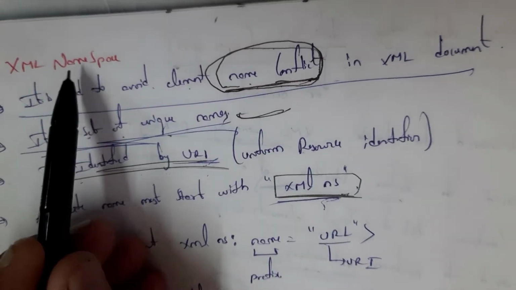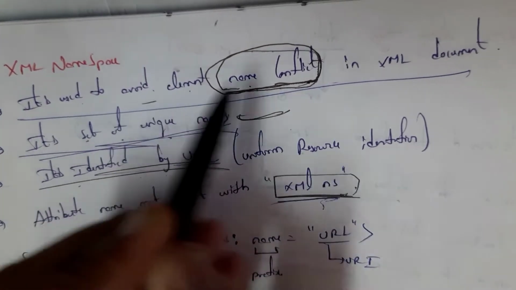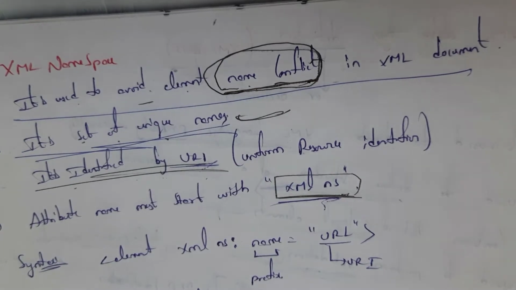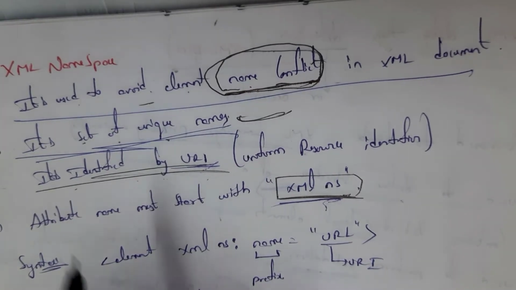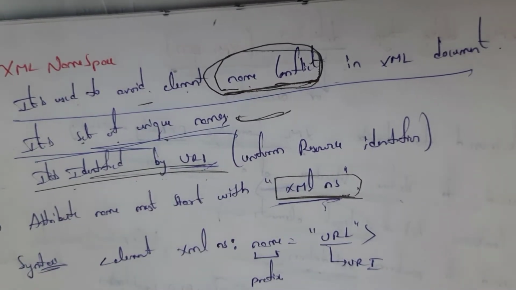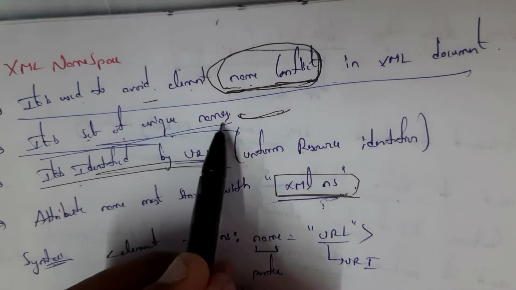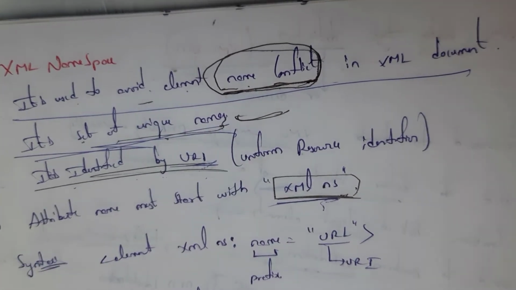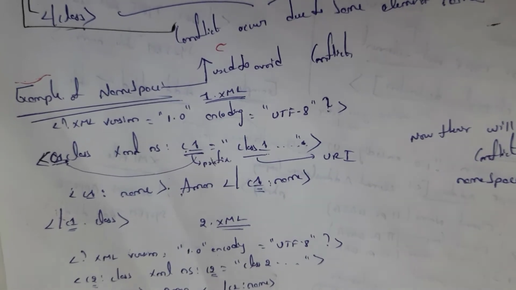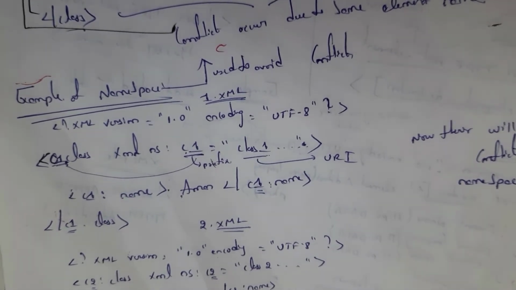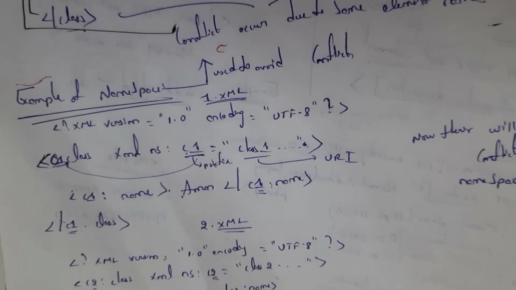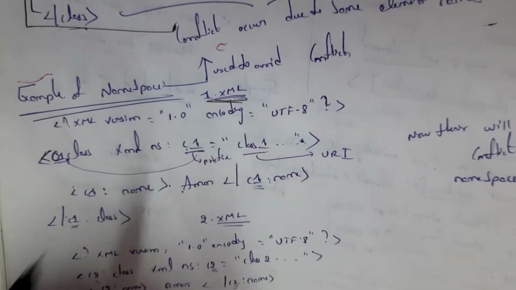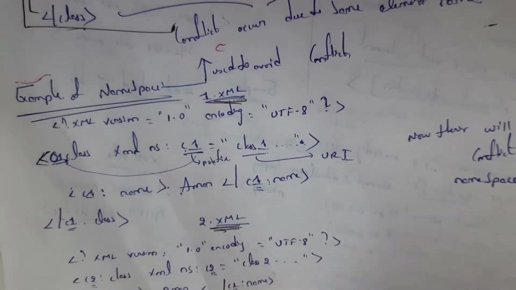So this XML namespace is used to avoid this naming conflict in an XML document. How does it avoid name conflicts? By setting unique names. See this example, how these namespaces avoid these naming conflicts. First, there is one XML document and this is the second XML document.